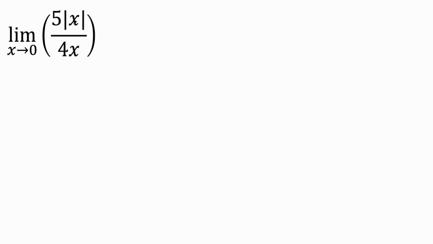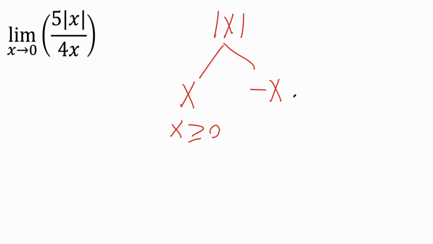Now, because we're working with the absolute value of x, we can split it up because there are two situations with the absolute value. We have regular x and we have negative x. Now, the absolute value of x behaves like x whenever x is greater than or equal to 0, and it behaves like negative x whenever x is less than 0. I'll show you what I mean by that.